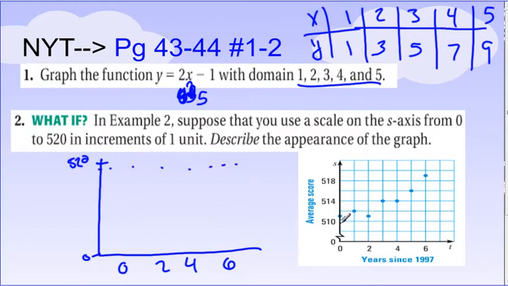you're not going to be able to see the difference in them because you have to account for all this other space. So the space between 510 and 518 would be really, really tiny because you have 520 other numbers down here that are taking up all this extra space. So you basically have something that looks almost like a straight line, but the changes would be very small. That would be the difference.